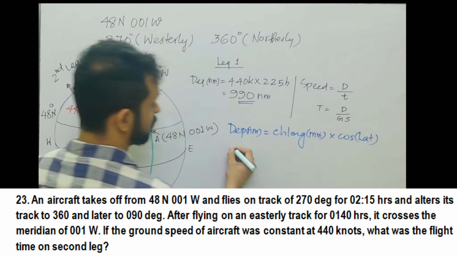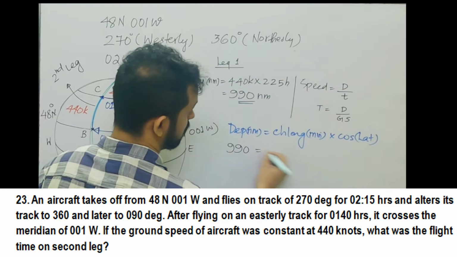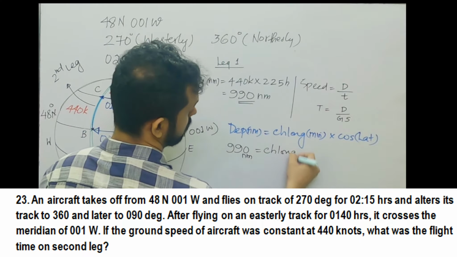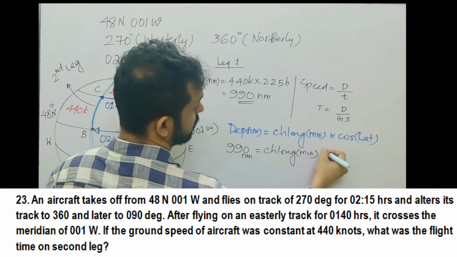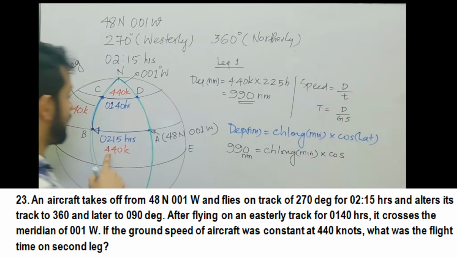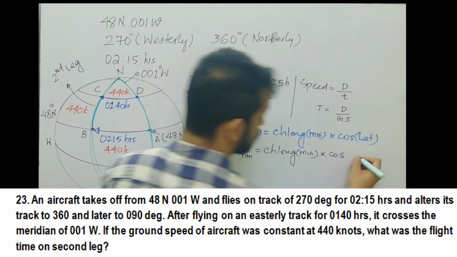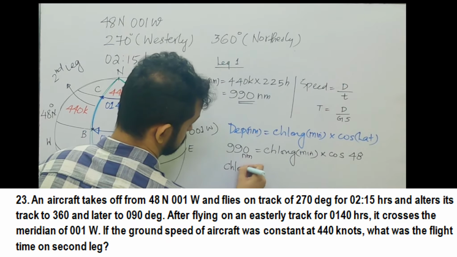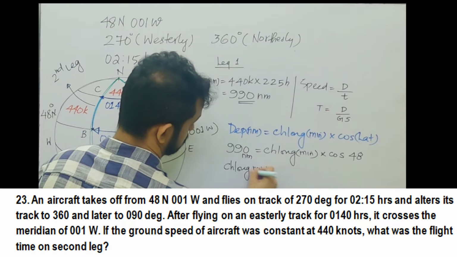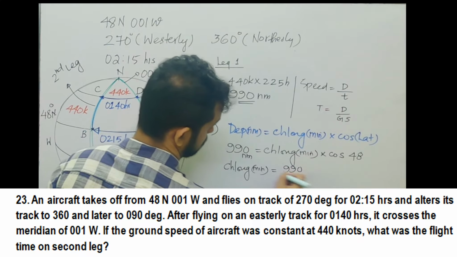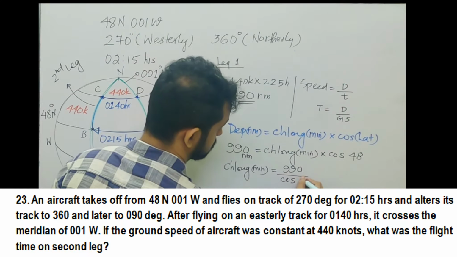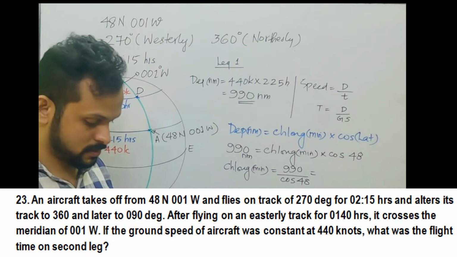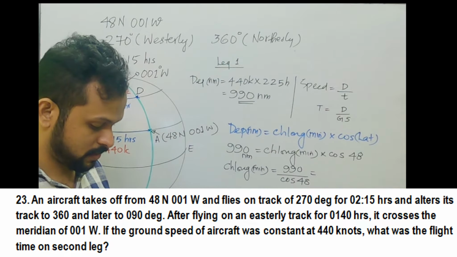Alright, so the departure here is 990 nautical miles, which is equal to d-long, which we need to find out, multiplied by cos of, so my first leg, which is a westerly track, is along 48 degrees now. So let's find d-long now. d-long is 990 divided by cos 48. So that is 990 divided by cos of 48.